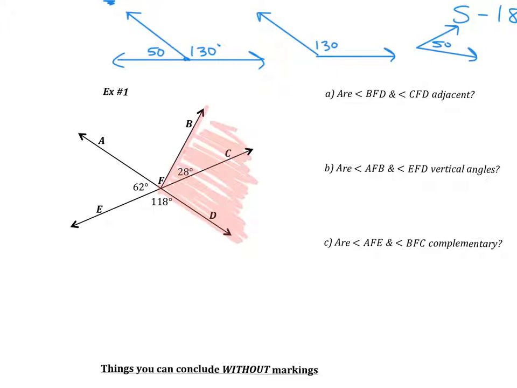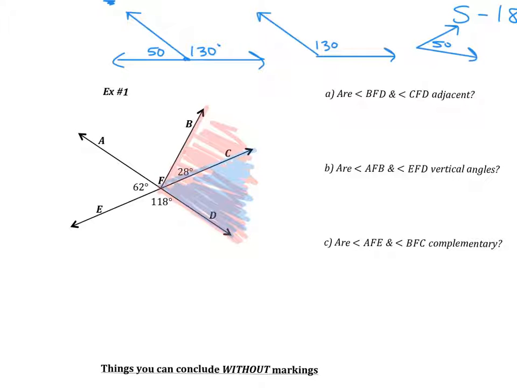Okay, there's BFD. Then you look at CFD. Here's C, here's F, here's D. That would be this angle. Do you remember the definition of adjacent angles? They have a common side, which these do. FD would be a common side.